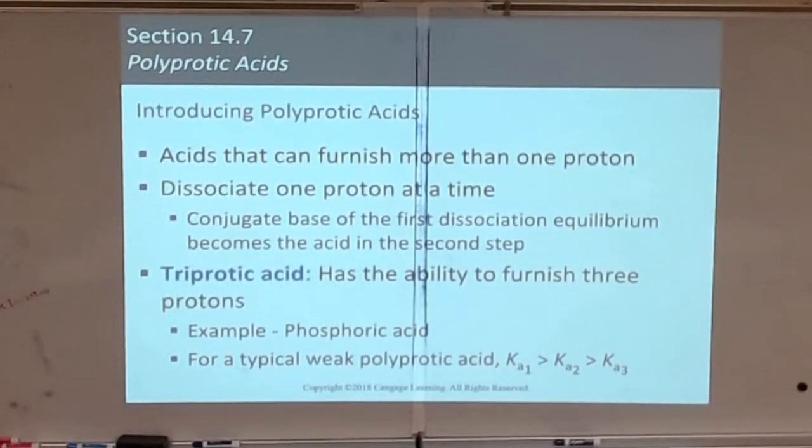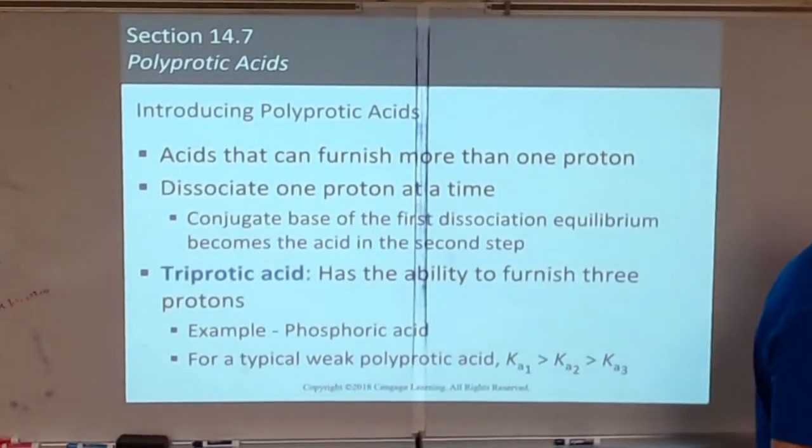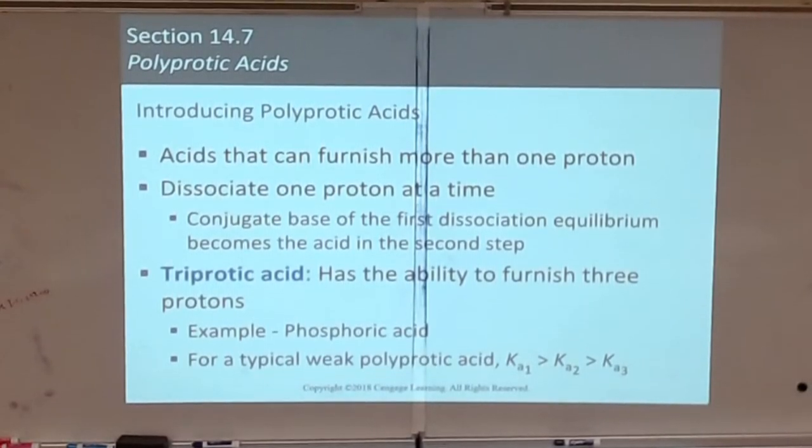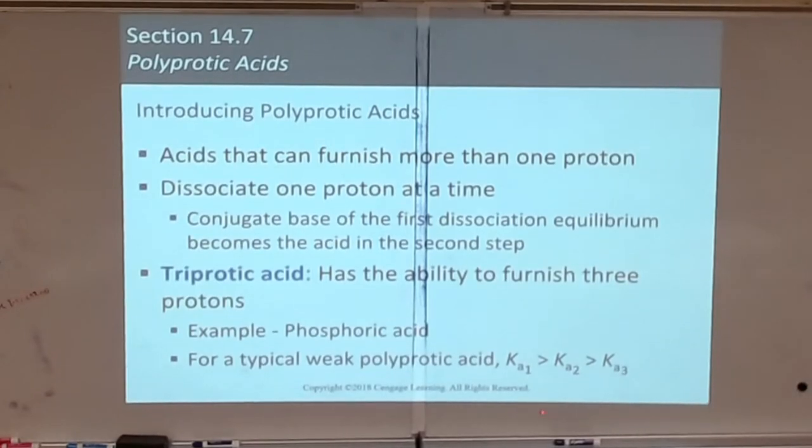Polyprotic acids, acids that can furnish more than one proton, dissociate one proton at a time. So if I've got something like sulfuric acid or phosphoric acid, it's not that all of those dump out all at once. The conjugate base of the first dissociation equilibrium becomes the acid in the second step. So the first one comes off, then the second, then the third. As you might expect, for a typical weak polyprotic acid, the Ka of the first hydrogen ion is much greater than the second, which is much greater than the third.